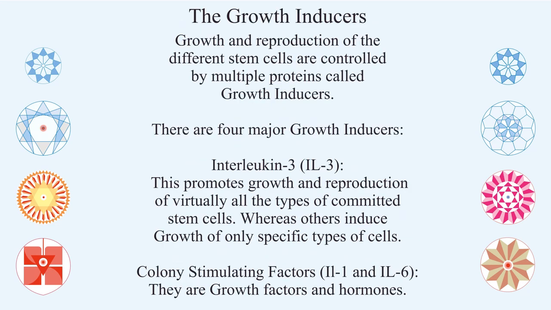Growth inducers: growth and reproduction of different stem cells are controlled by multiple proteins called growth inducers. There are four major growth factors. Interleukin 3, IL-3, promotes growth and reproduction of virtually all types of committed stem cells, whereas others induce growth of only specific types of cells. Colony stimulating factor 3, Interleukin 1, Interleukin 6. They are the growth factors and hormones.